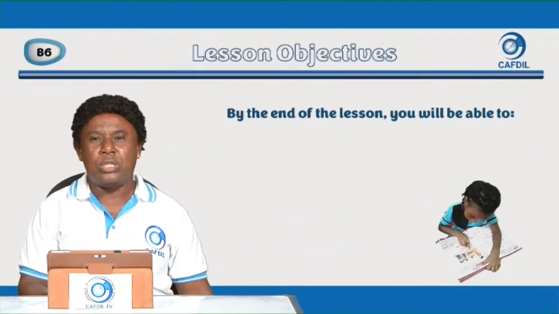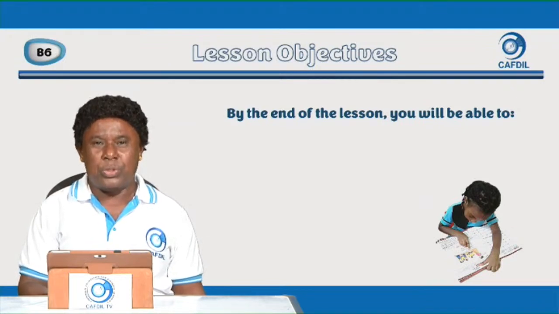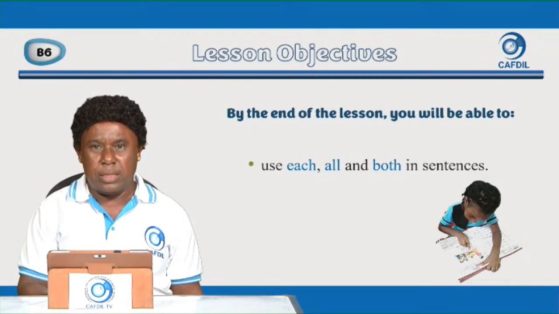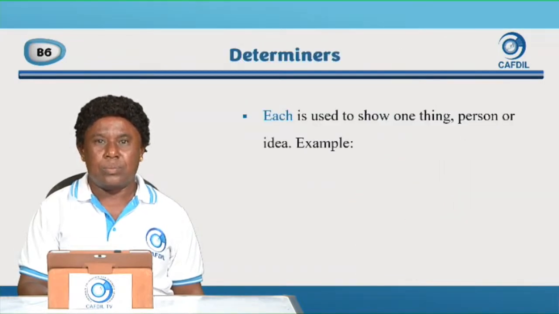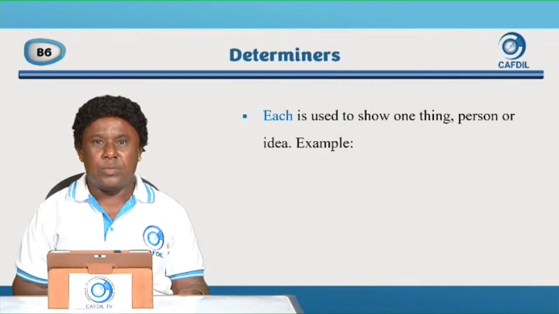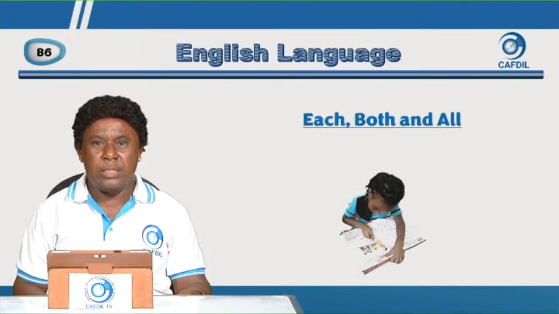Now, our topic is on determiners, as I already told you. And by the end of the lesson, you will be able to use each, all, and both in sentences. All these are some of the determiners we are going to learn about. Each is used to show one thing, person, or idea. Again, each is used to show one thing, person, or idea.